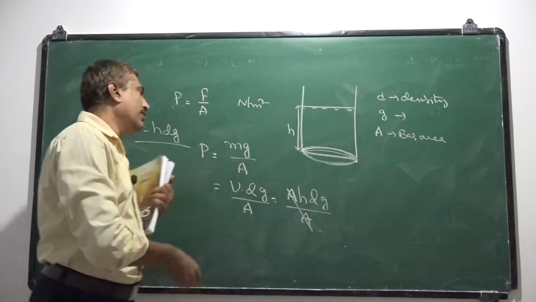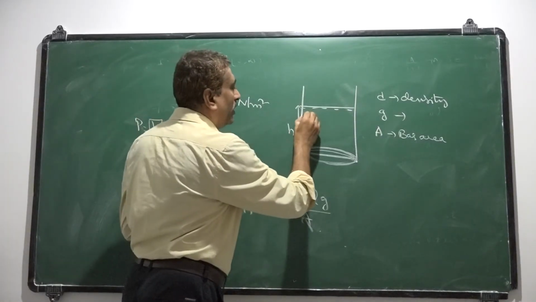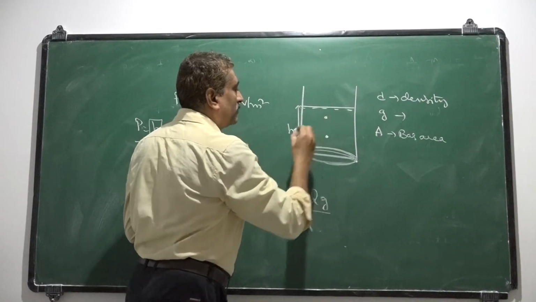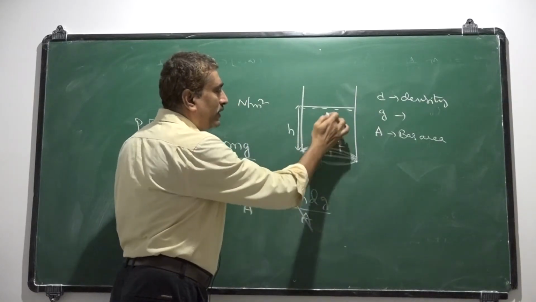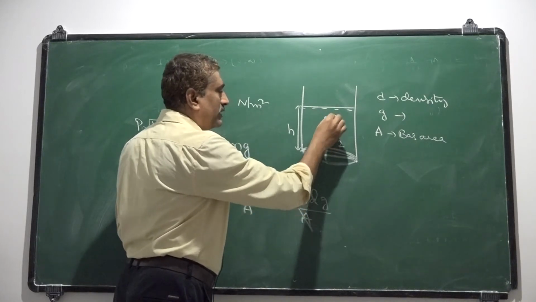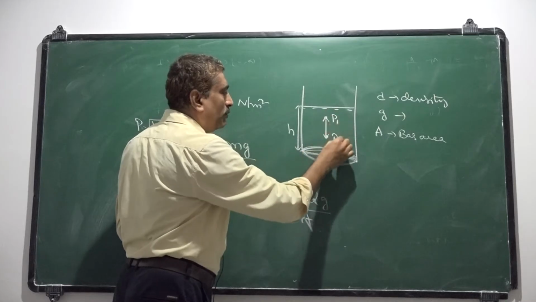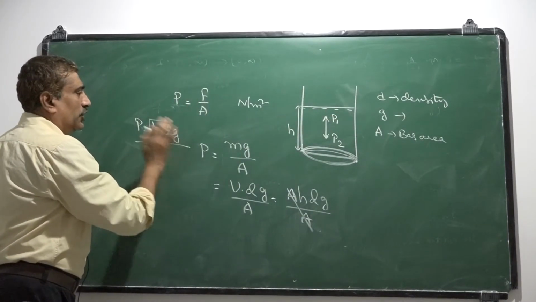Pressure difference means you have to get the vertical height between two different points. That means if you consider pressure at this point and this point, P1 and P2, the pressure difference between these two points in a liquid is the vertical height difference between these two points into density into g. So, h d g.